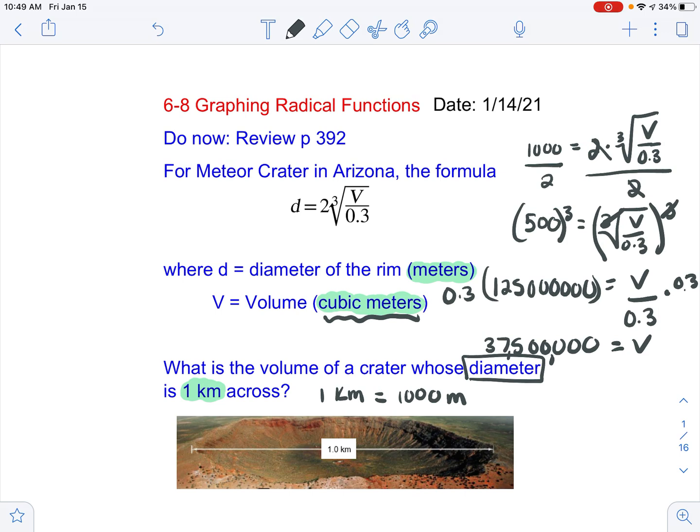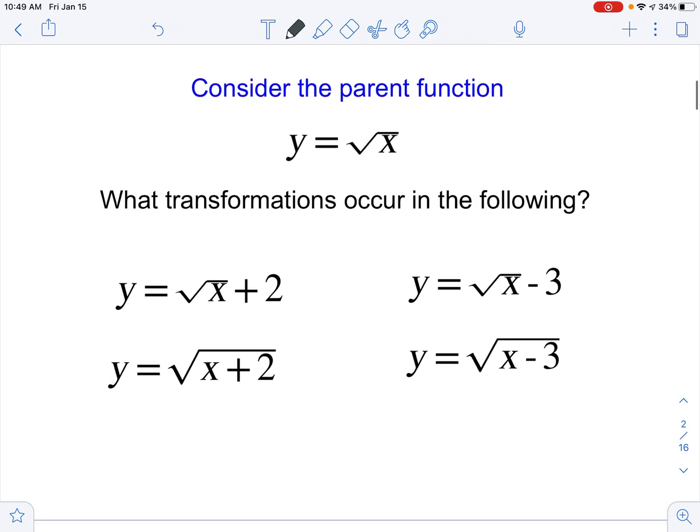Okay? And that brings us to the lesson for today, which is graphing. So I want you to consider the parent function y equals square root of x. Hopefully you remember from prior to this day that a square root function's graph looks something like that. It has a starting point and it kind of swings up. That's what the parent function looks like.